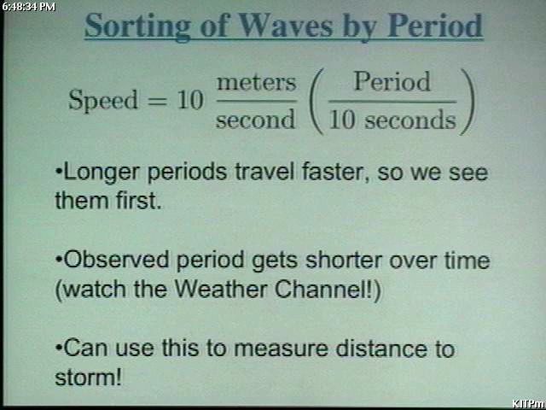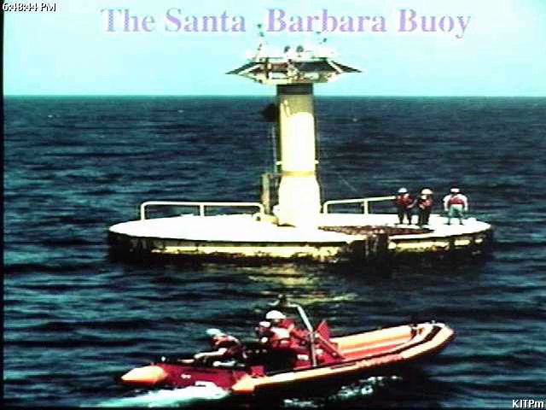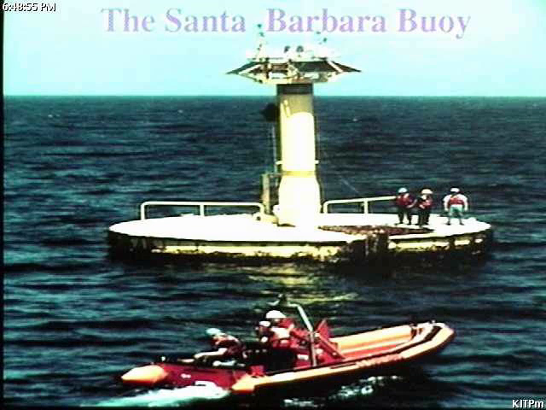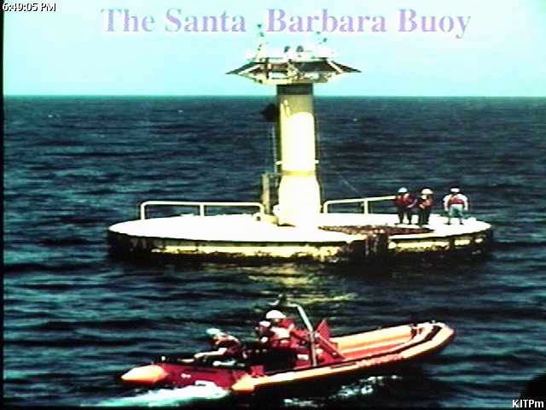Okay, so let's talk a little bit about what people actually measure with waves. There's a buoy right off the Santa Barbara coast that measures properties of waves. The way that it works is when a wave passes by, the buoy will bob up and down at the period of the wave, and so that will allow you to measure the period. In addition, the buoy will tilt one way or the other depending on the direction of the wave, and so you can infer a direction by how the buoy is tilting with time.